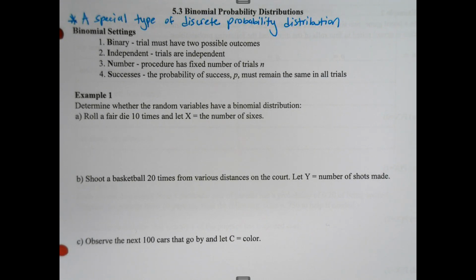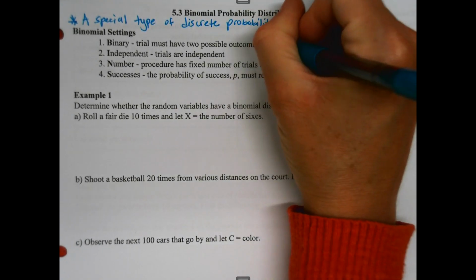The first thing is that it needs to be binary. Therefore, what it means is that the trial must have 2 possible outcomes. This is usually referred to as success or failure.